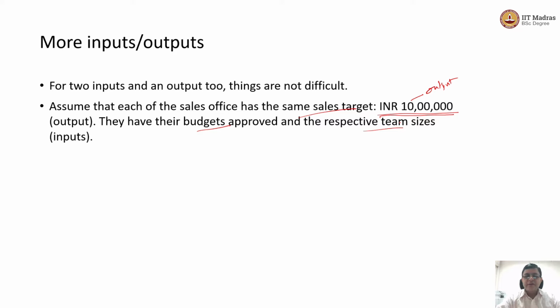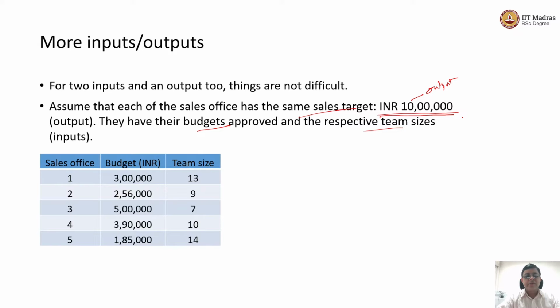Efficiency, however, is a different ball game, where we are trying to say, well, how do I achieve this sales target with a minimum amount of budget and a very minimal workforce available with me? That's going to be the question. But let us understand the data for this example. We already have the data for the output, and that data is this 10 lakhs. That is the output. What is the input data? Budget and team sizes. These are the values available.